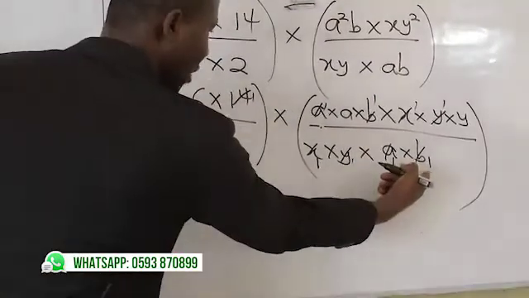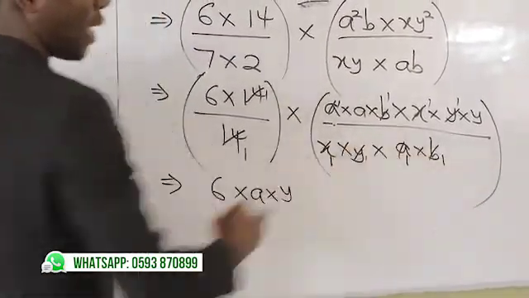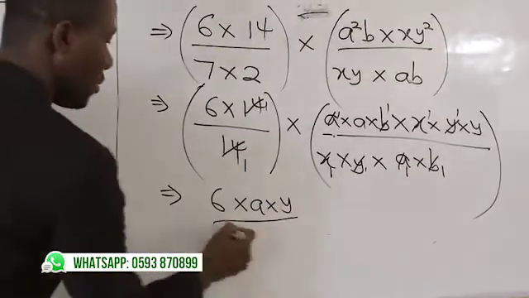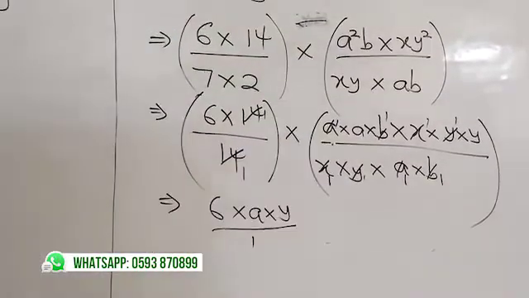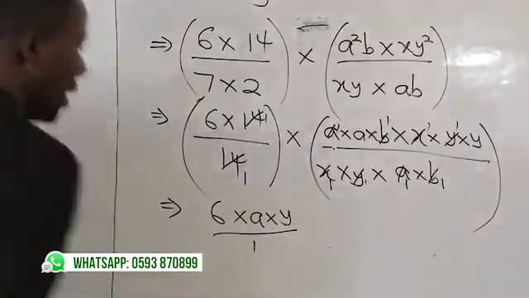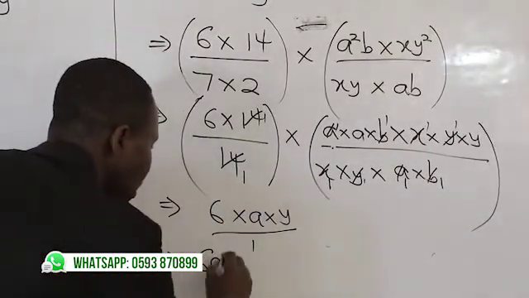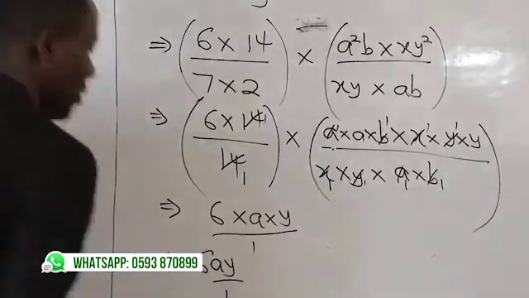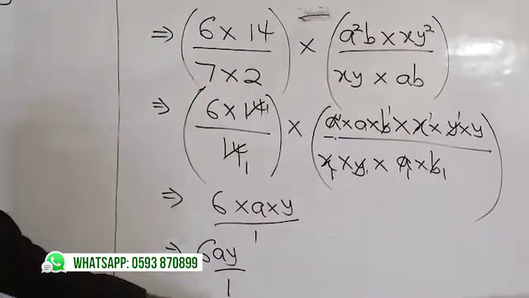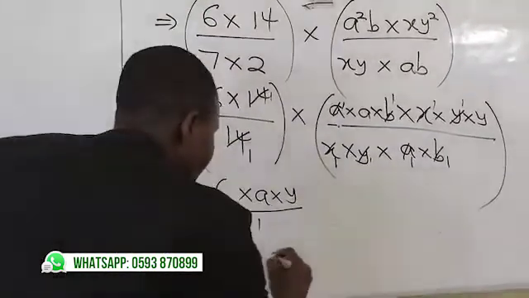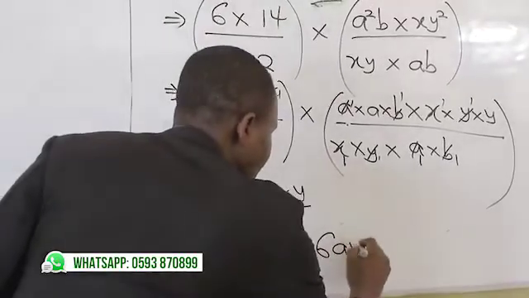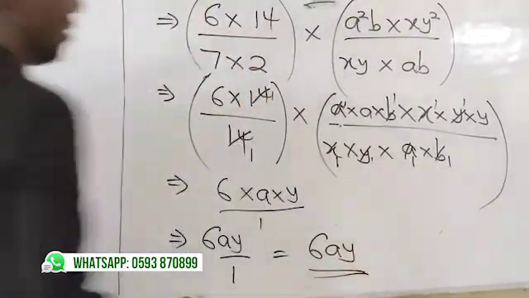At the bottom, what do you have? They are all 1. When one multiplies, I still get 1. Six times a times y is 6ay, all divided by 1. A number divided by 1 is the same thing. So we have 6ay as the final answer.